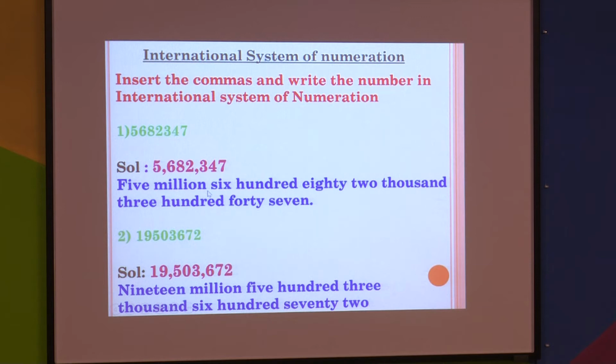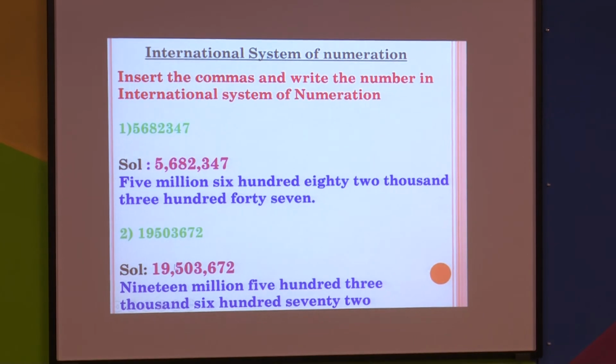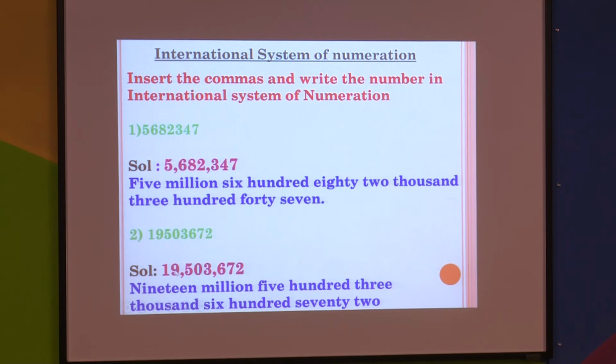Let us try to solve one more example. Ones, tens, hundreds. The comma comes between 6 and 3. Hundreds, thousands, 10,000s. The comma comes between 9 and 5. Millions and 10 millions. So, read the number now.